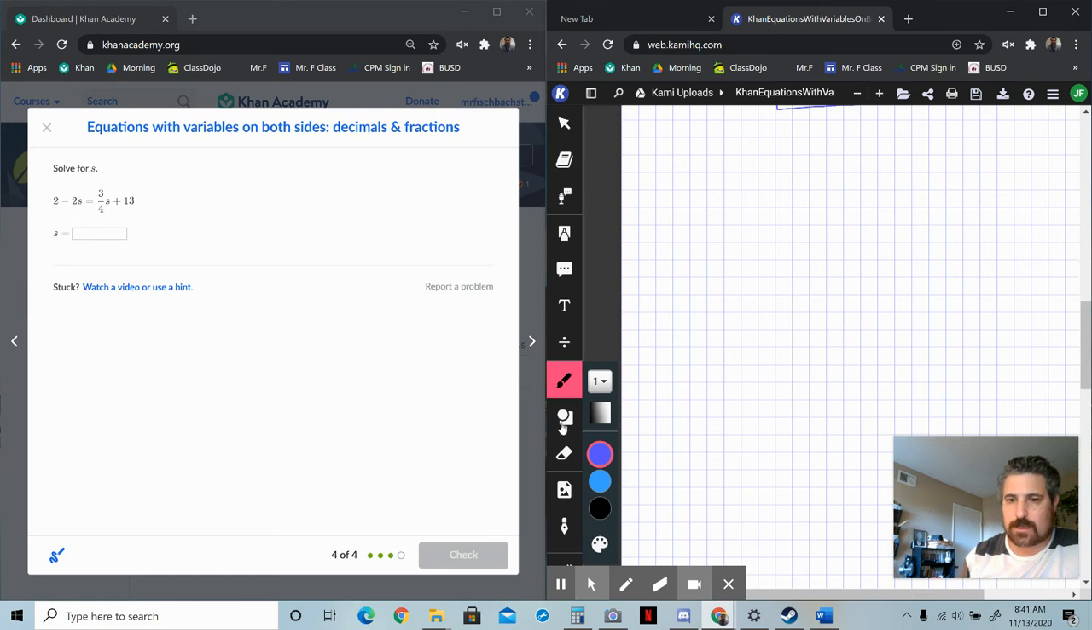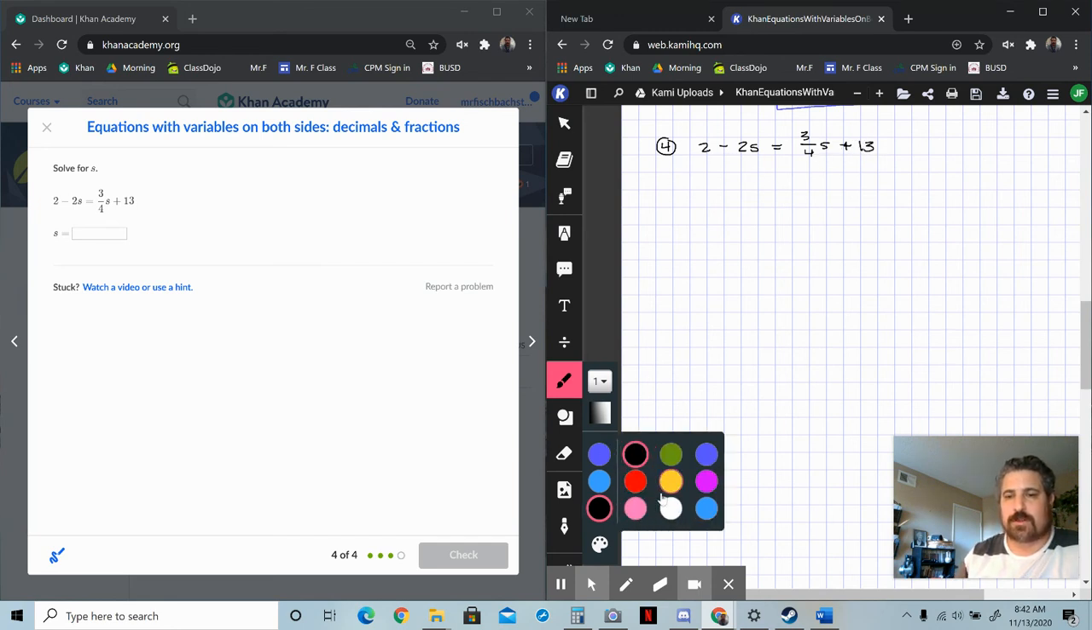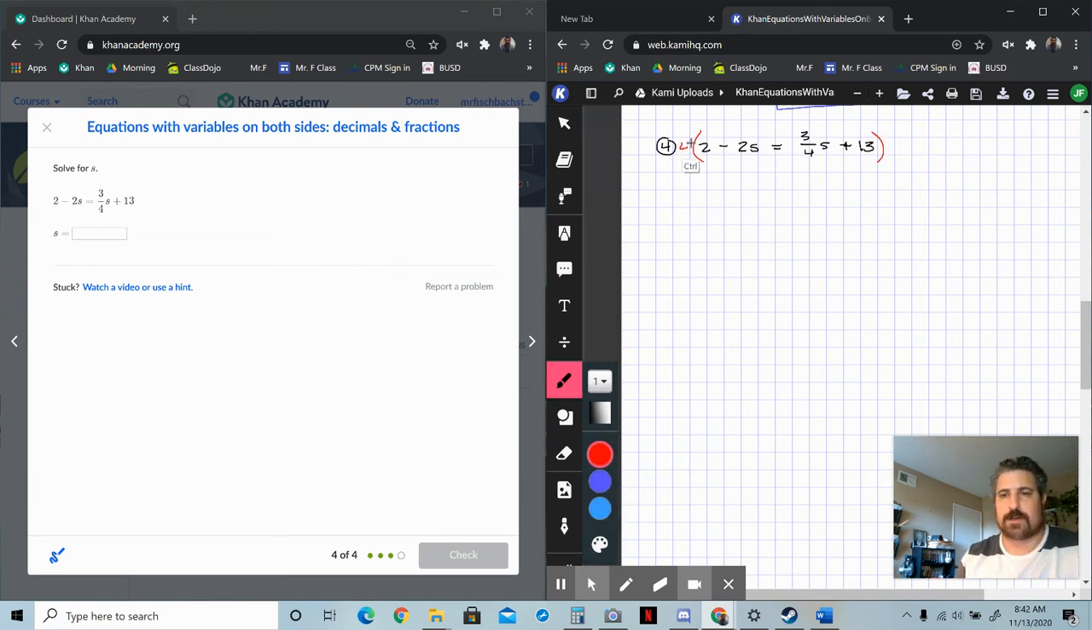So let's get comfortable with this one. This is number 4. This is 2 minus 2s is equal to 3/4 times s plus 13. And so I would get rid of the fourths by multiplying the whole thing by 4. That's an easy way to get rid of fourths, right? So you're going to times the entire equation by 4, all terms. And what you get is an equivalent equation, 8 minus 8s is equal to 3s plus 40 plus 12, which is 52.